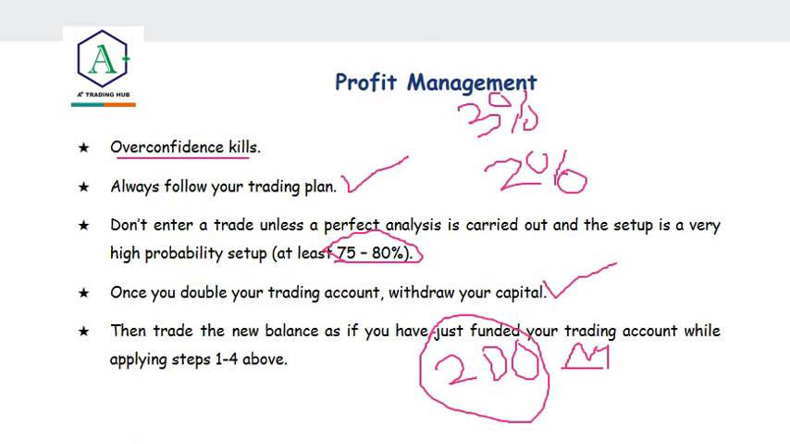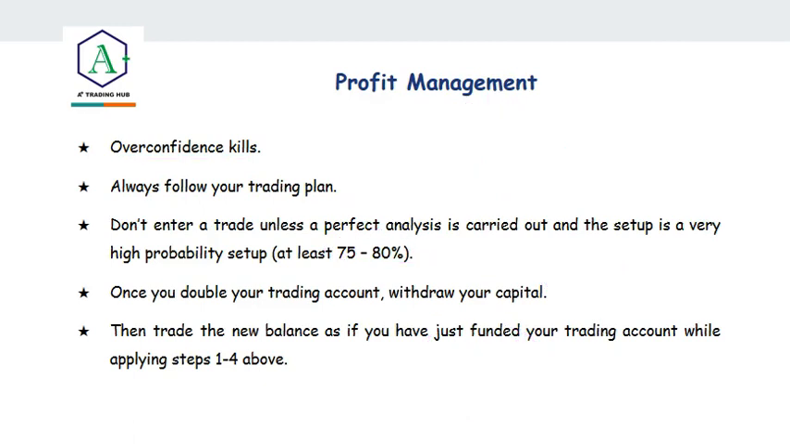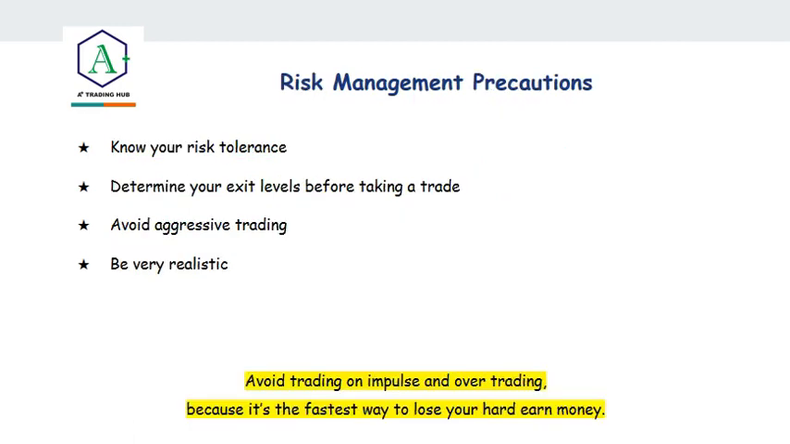So you need to start trading the current balance now, which is the 200, as if it is a new trading account. You repeat all the steps you have been doing, the same steps you did to double the account, you repeat all those same steps again. So that is how you manage your profits. And these are a few risk management precautions I always recommend for any trader.